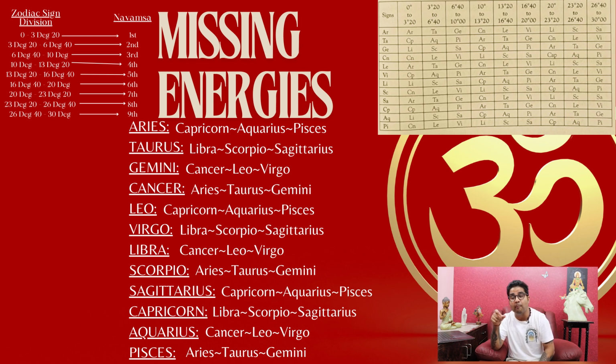You might be running a Mahadasha of a planet which might be placed in the fire signs like Aries, Leo and Sagittarius. So what does it lack? If you will see over here, it lacks the Navamsa Padas of Capricorn, Aquarius and Pisces. Now what does it tell about?